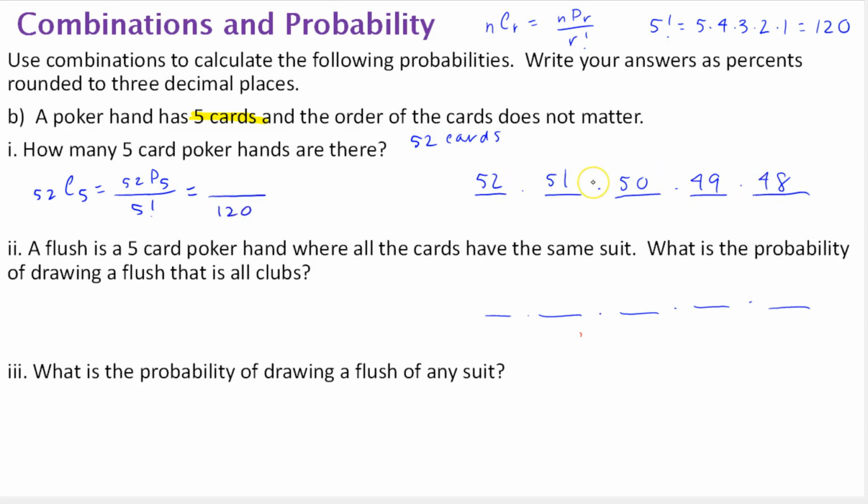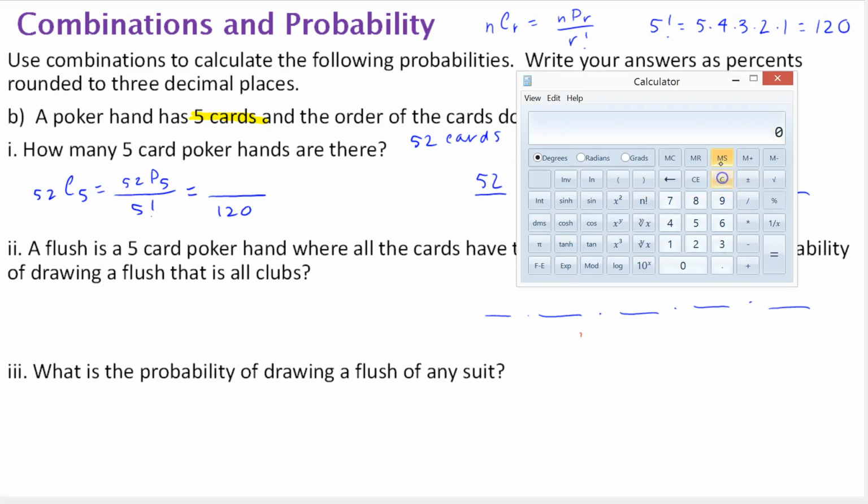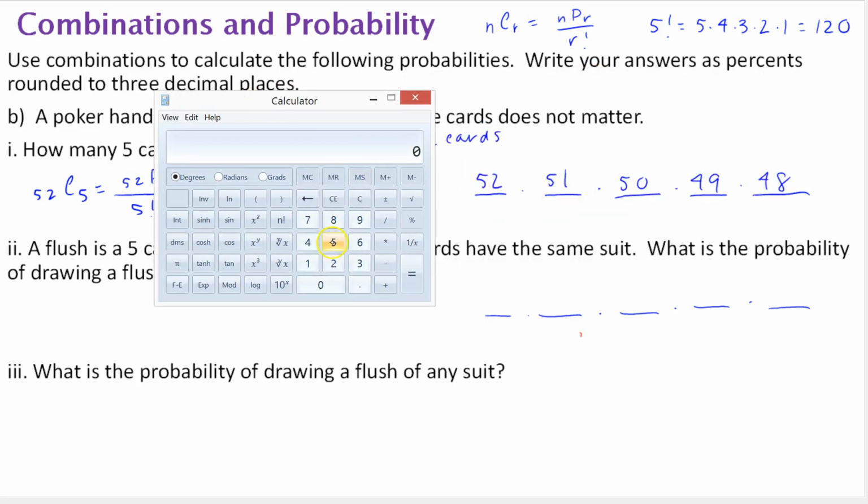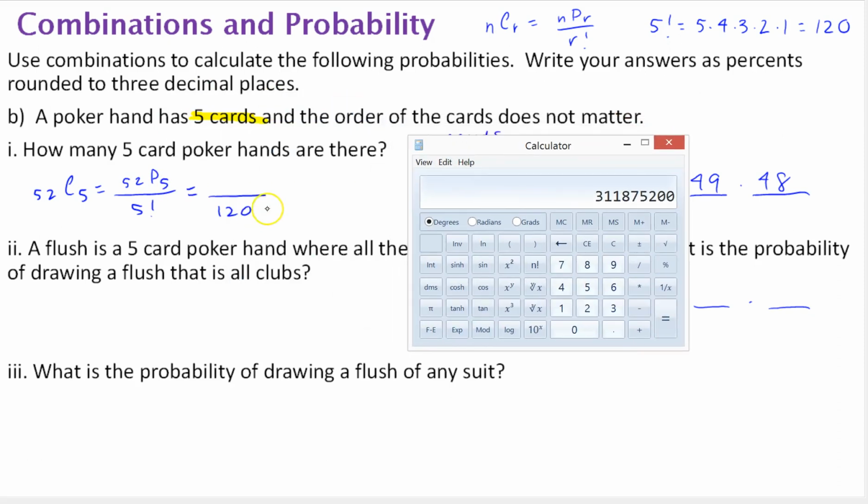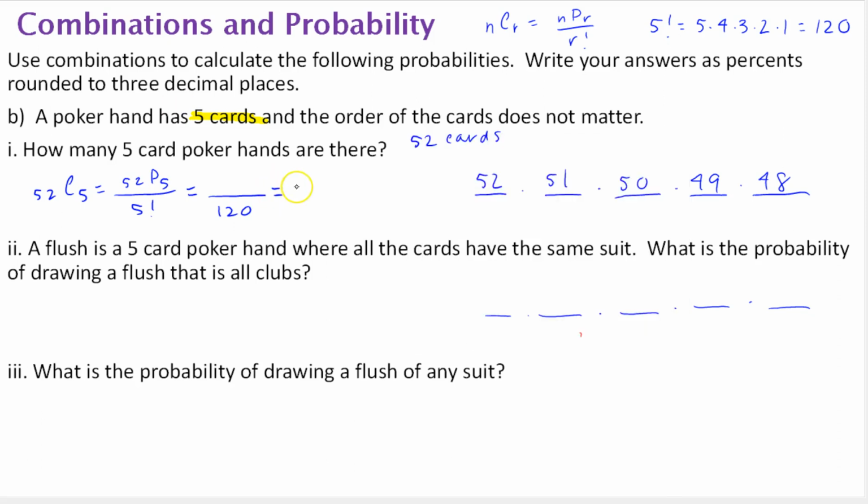And now let's find this product on the calculator. So, starting with 52, we're going to count down 5 factors: 52, 51, 50, 49, 48. And I'm going to do us a favor. Let's not write that down. Let's just go ahead and divide by 120 because that will make it smaller. And we get 2,598,960.